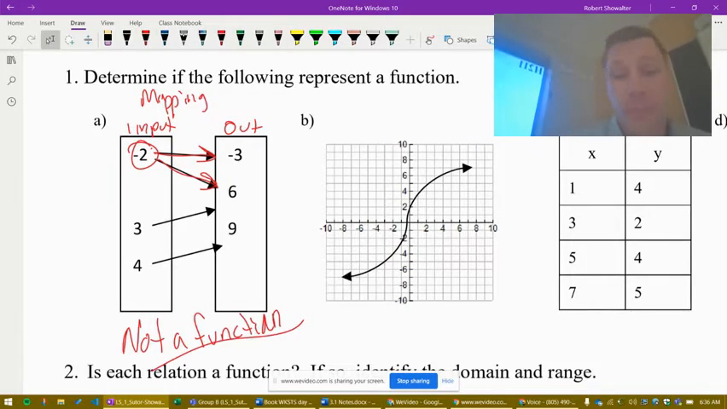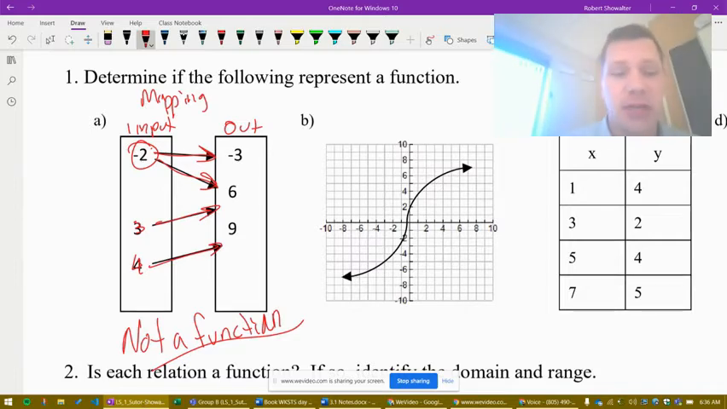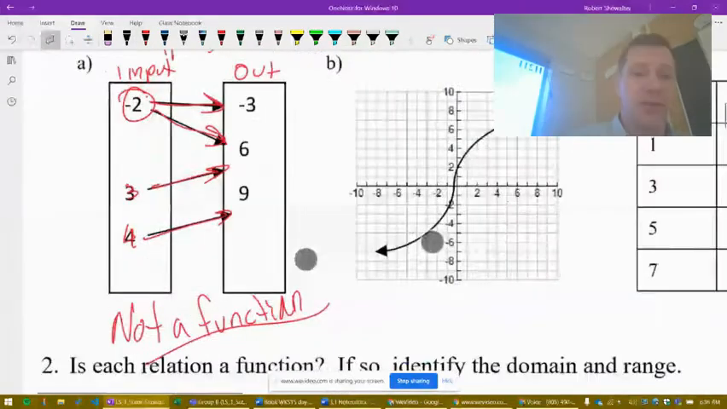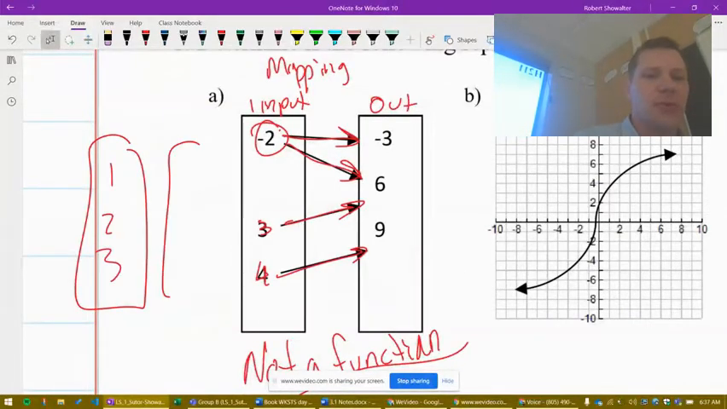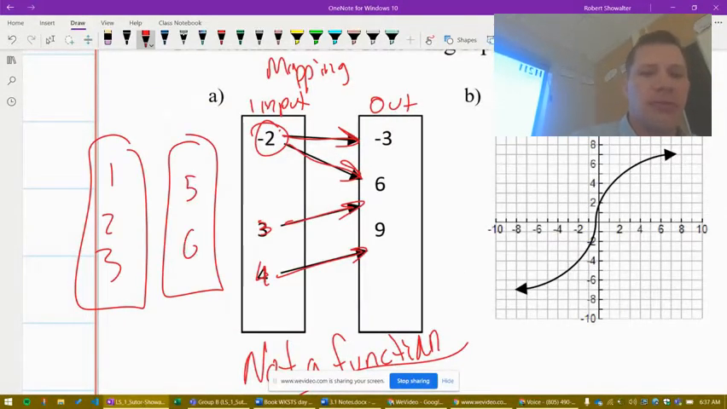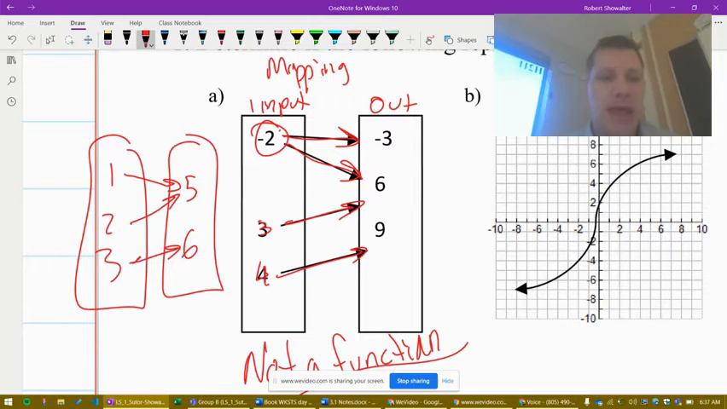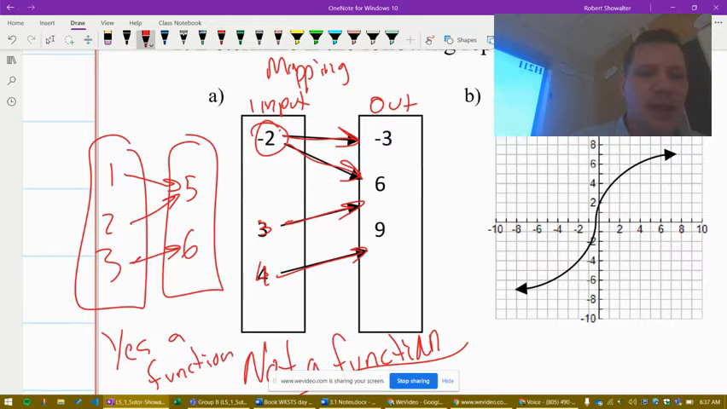Okay? Part B, and 3 only goes to 1, 4 only goes to 1. So we would consider that to meet the function criteria, but not the -2. We did a quick mapping of 1, 2, 3, going to the numbers 5 and 6. 1 goes to 5, 2 goes to 5, and 3 goes to 6. That would be a function, because each one of the things on the left only goes to one thing on the right. Those are two different situations. One's not a function, one is a function.